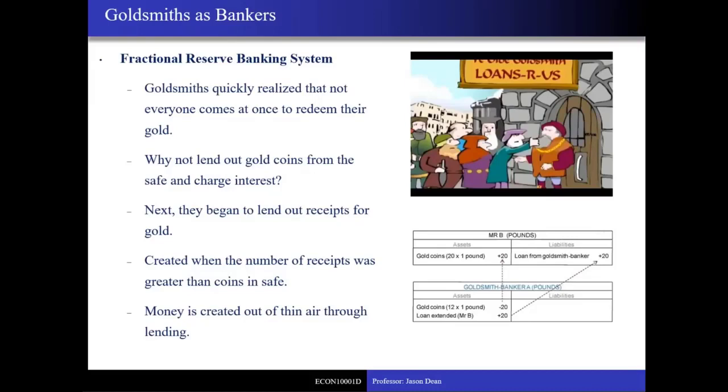So the goldsmith has all this gold, and it could issue these extra receipts. Why not make some extra money and lend out gold coins from the safe and charge interest? That's what they first did, but then next they would begin to lend out the receipts for the gold. They can create more receipts than the amount of gold that they actually have in the safe. So basically money is created out of thin air through lending. And that's exactly the same idea today with fractional reserve banking.